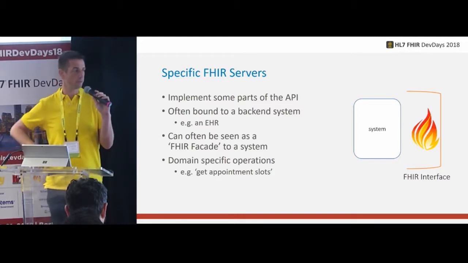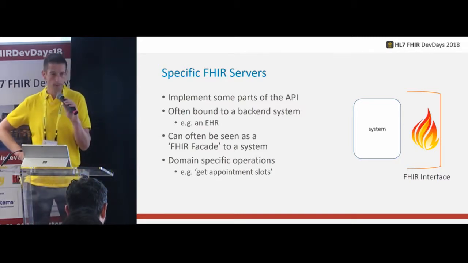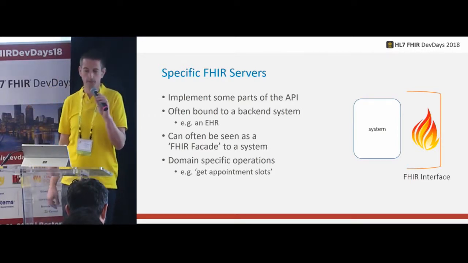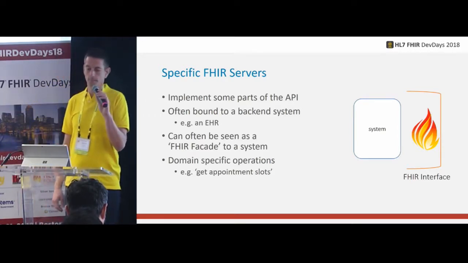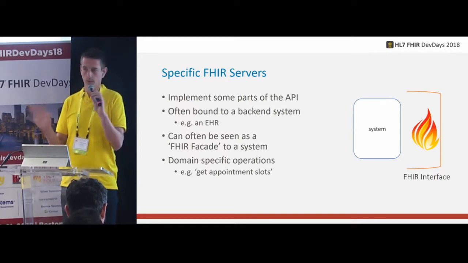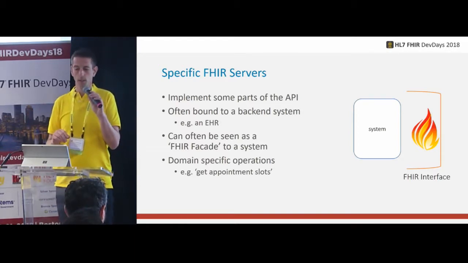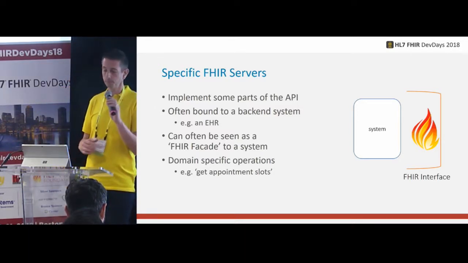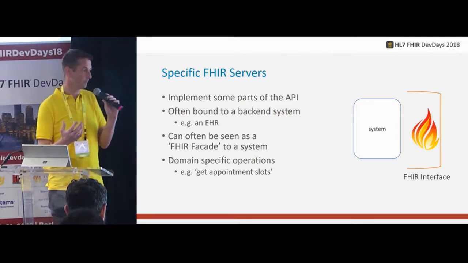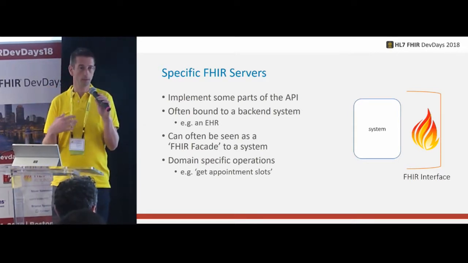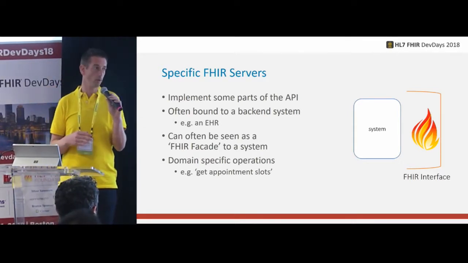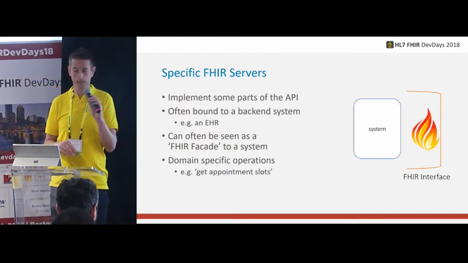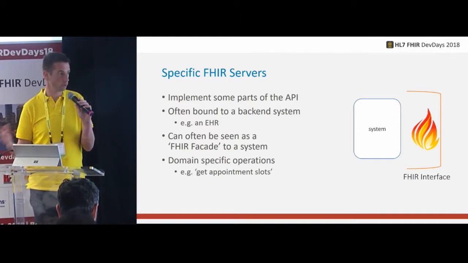The other one are specific FHIR servers, and they implement just a bit of the API, just the things that they need. Usually only for a couple of resources. Let's say you have a laboratory system, and you want to open that up to FHIR, then you're probably not interested in all kinds of resources, but just the ones related to lab and lab results and orders, etc.